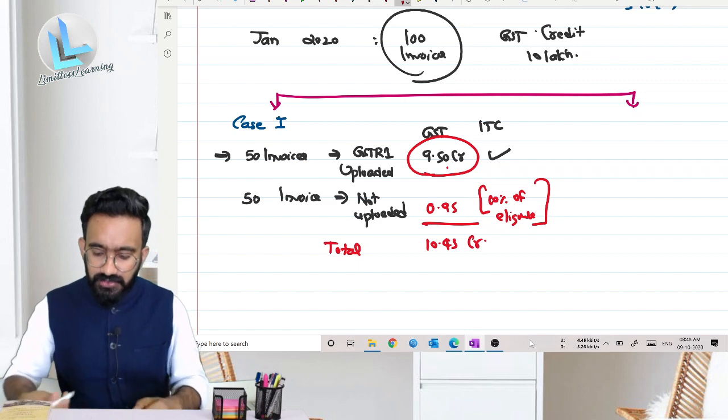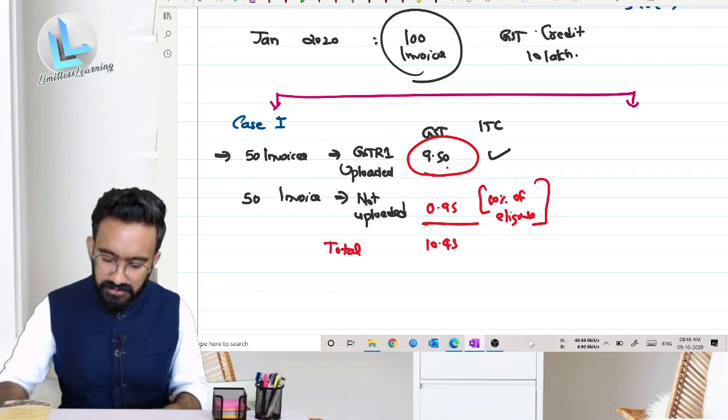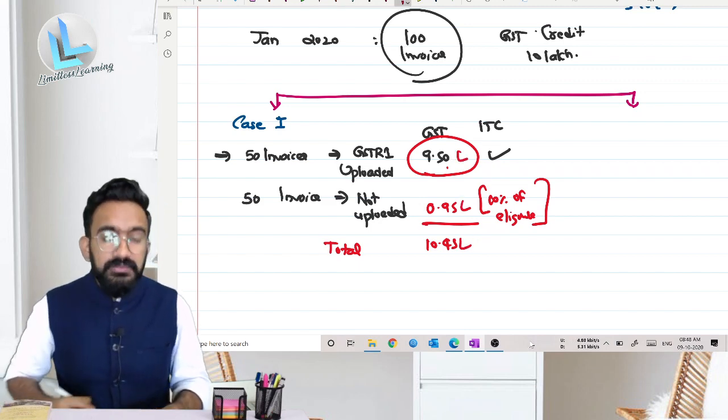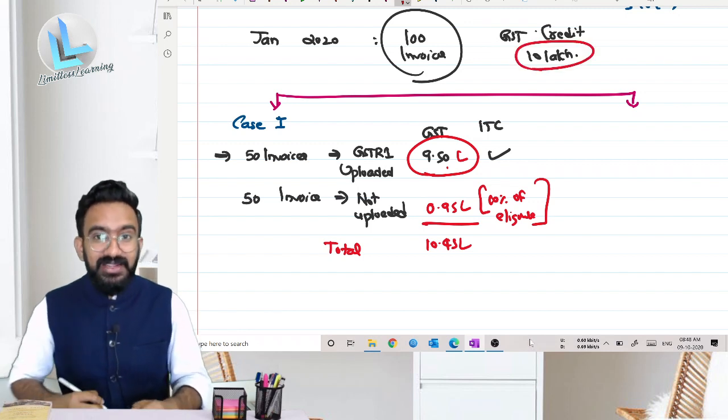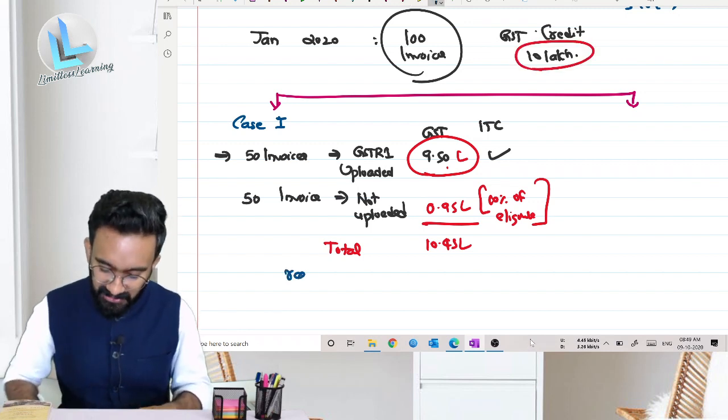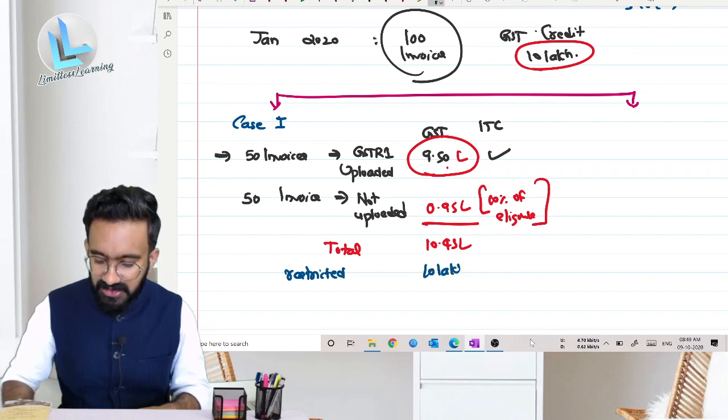Now should I give you 10.45 lakhs? So should I be giving you more credit than what is 10 lakh? No. So it is restricted to 10 lakh. So now you can take full credit in this particular case.